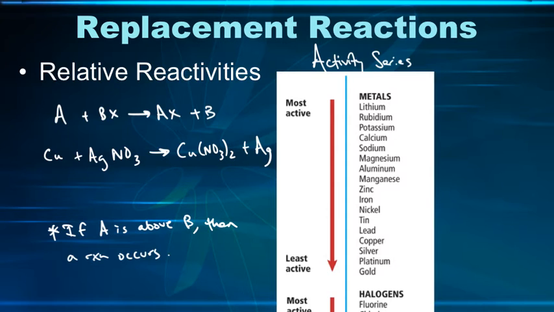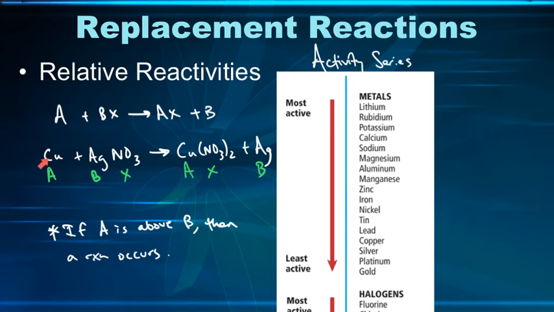If we go through and label the pieces here and make this A, we call this B, and we call this X. Okay, so now we have AX plus B over on the right side. How we know this works is the following rule. If element A is above B on the chart, then the reaction happens. And obviously the opposite, if B is above A, then nothing occurs.